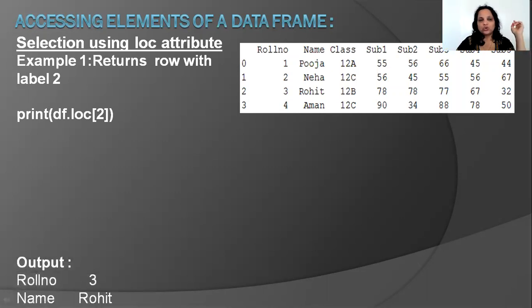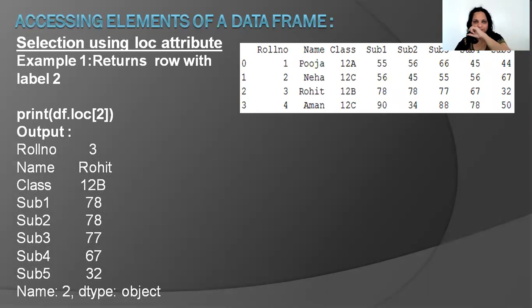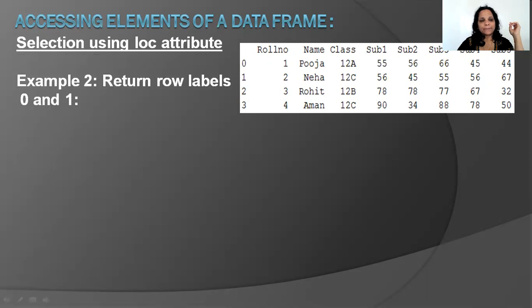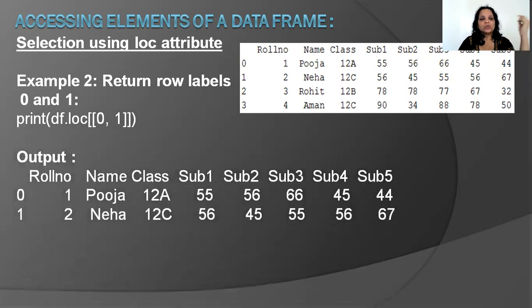So it is going to show you Rohit's data, but in a line, one below the other, telling you each column name and the value associated with it. Clear? Okay, then suppose you want to return row label 0 as well as row label 1. Then what do you do? Then what you do is just put 0 and 1 in a list. So it will give me everything for 0 as well as 1. So it gives me Pooja's details as well as Neha's details.